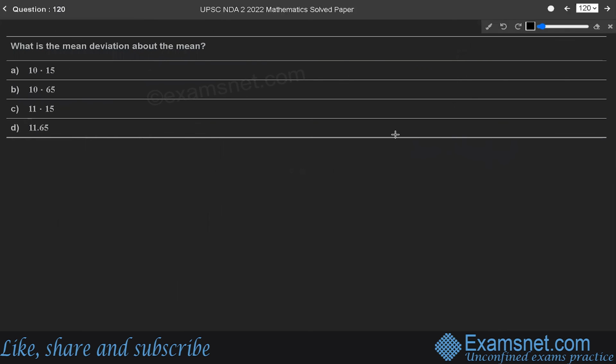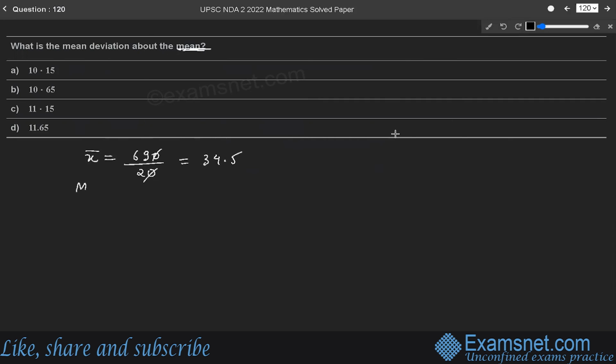Moving on to the next question, what is the mean deviation about mean? First we have to calculate the mean. Mean will be 690 upon 20. We know that summation of fi xi is 690 and summation of fi is 20. So the zeros will cancel. It will be equal to 34.5.